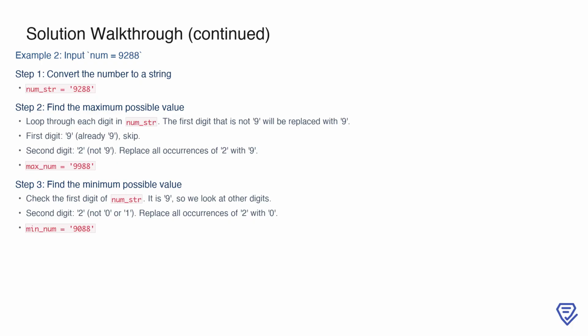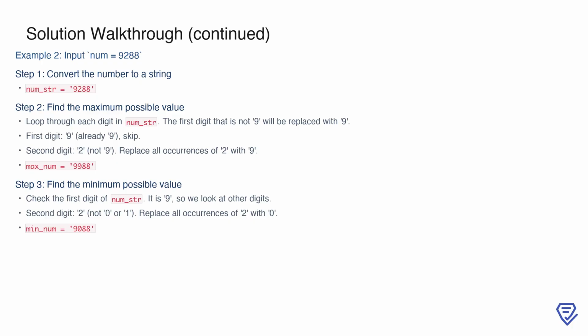To find the maximum possible value, we iterate through the digits. The first digit is 9, which is already 9, so we skip it. The second digit is 2, which is not 9, so we replace all occurrences of 2 with 9. This gives us 9988 as the maximum value.